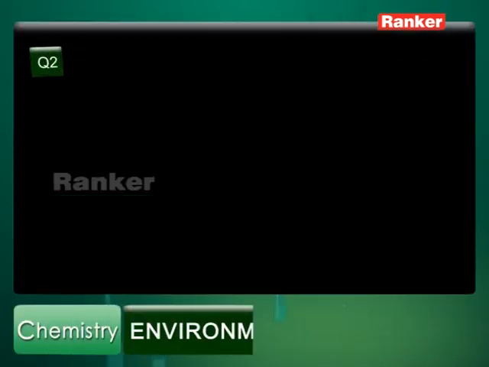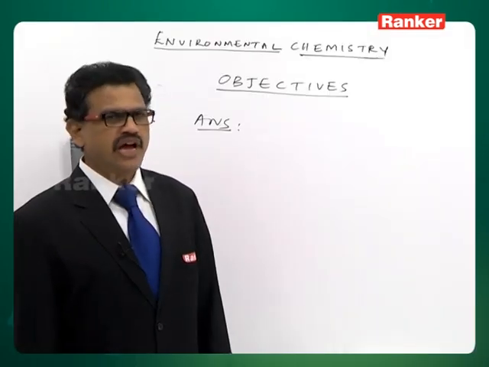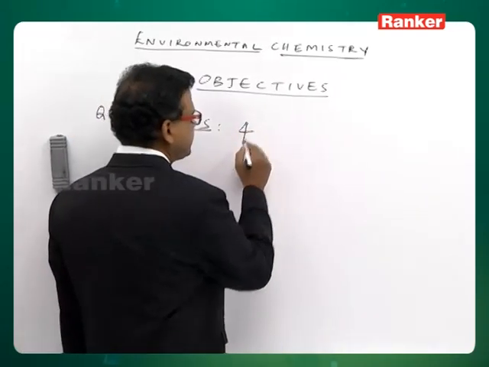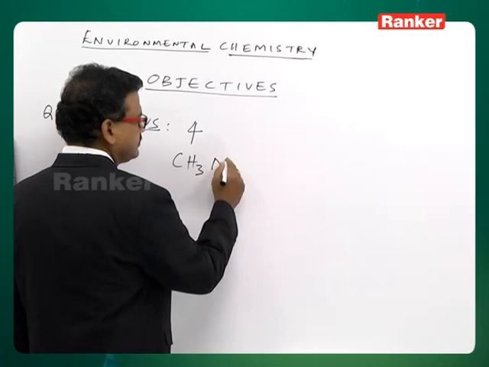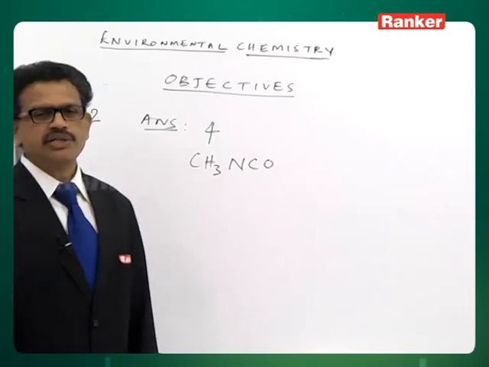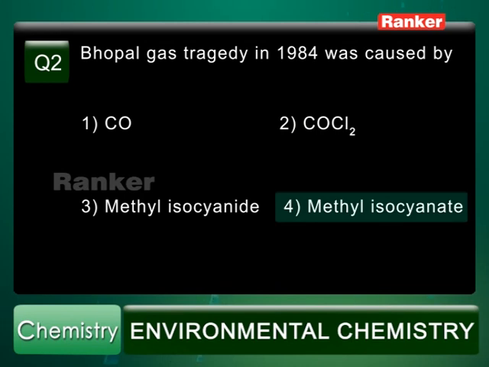Question number 2. The Bhopal gas tragedy in the year 1984 was caused by: option 1, carbon monoxide; option 2, carbonyl chloride COCl2; option 3, methyl isocyanide; option 4, methyl isocyanate. Observe carefully, it is once again option number 4. This is CH3NCO, methyl isocyanate, but not CH3NC, that is for the third option. So we go for answer 4, methyl isocyanate.